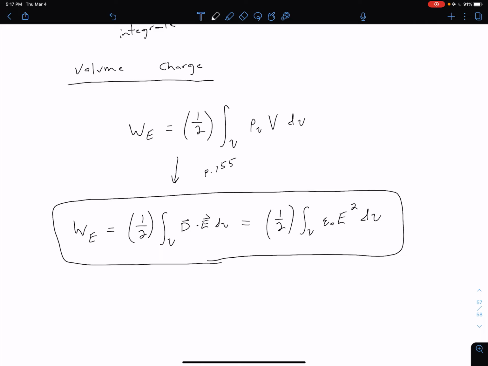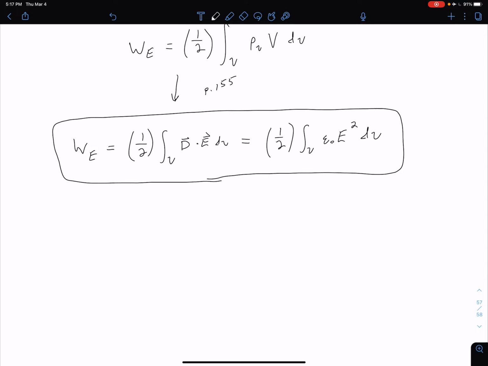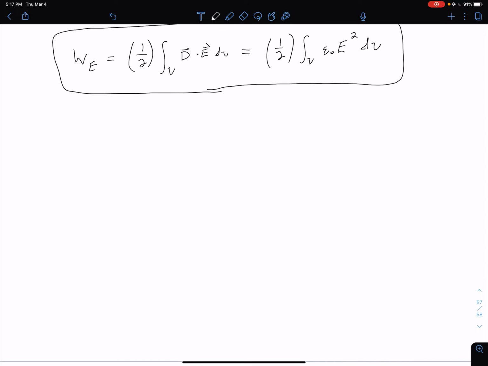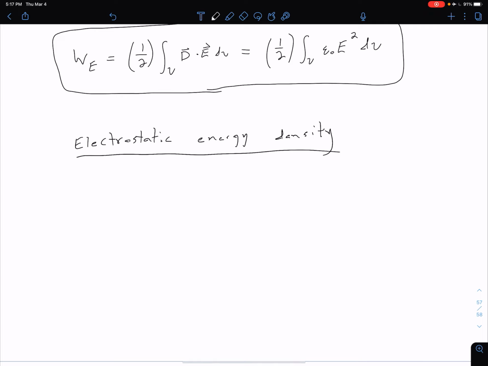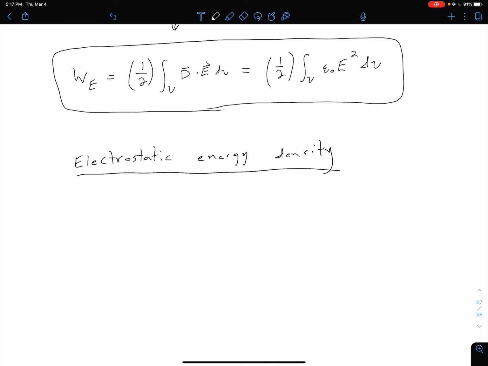Okay, so we're also sometimes interested in our energy density. There's our dipole flux lines from the last video. So sometimes we're interested in our electrostatic energy density. And so how can we find that electrostatic energy density? Well, we can just get this from our general equation for the total energy in the volume.